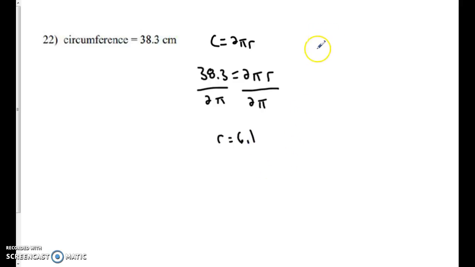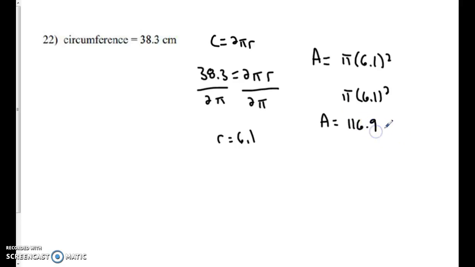So then, to find the area, I'm going to get pi times 6.1 squared. And then I do 6.1 squared times pi. And I get my area to be 116.9 centimeters squared.